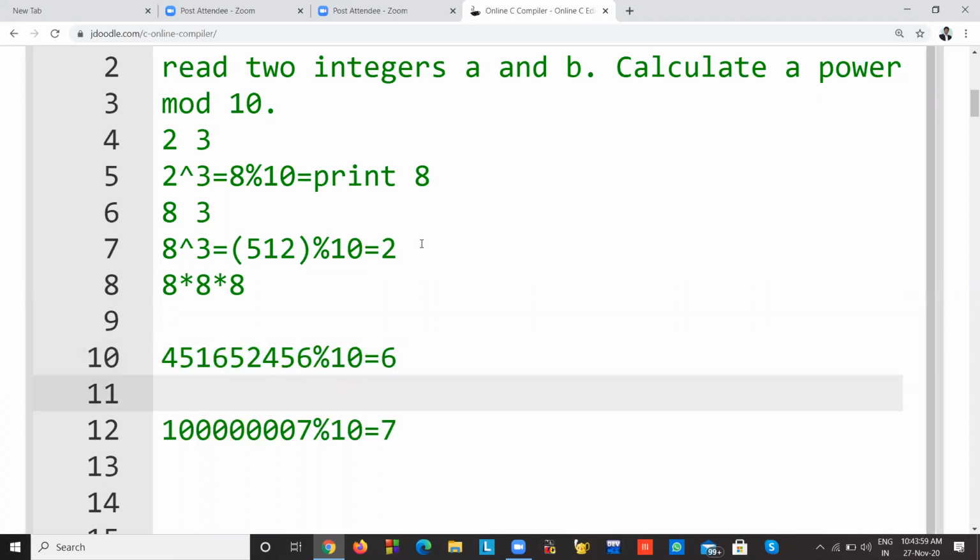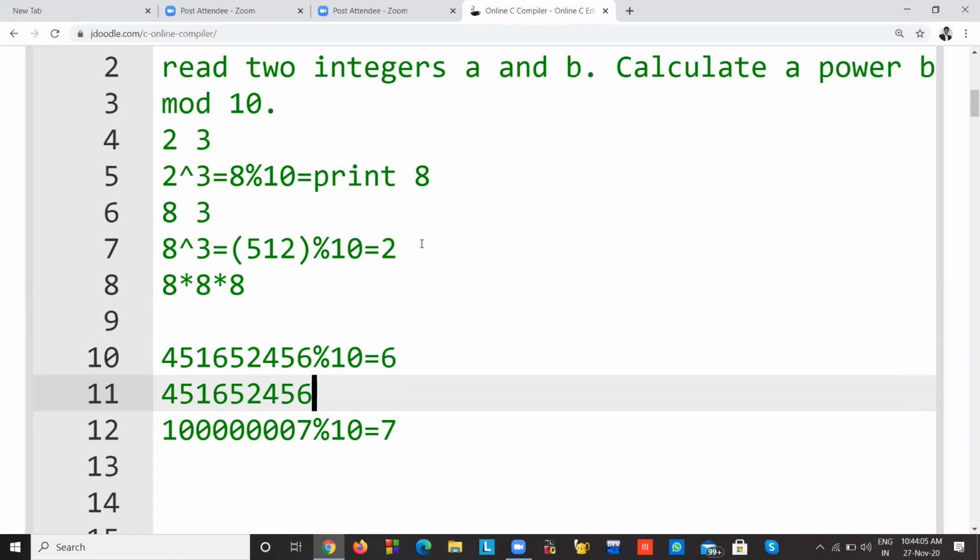When 4 5 1 6 5 2 4 5 6, this is the number, when this number is divided with 10, what is the remainder?